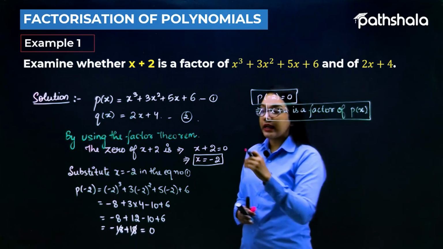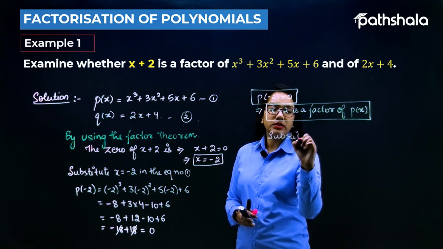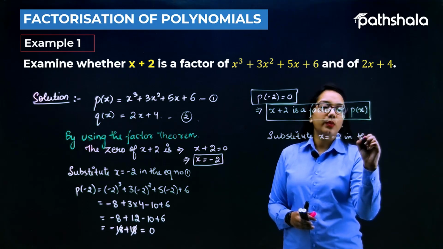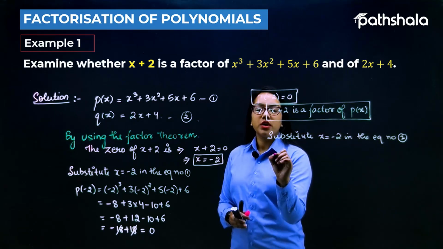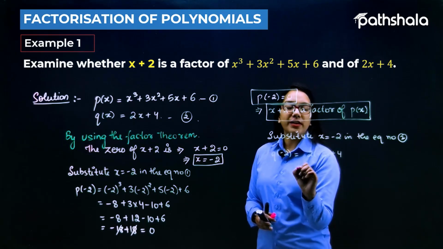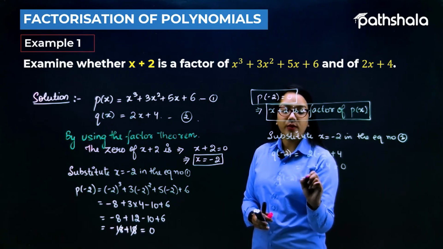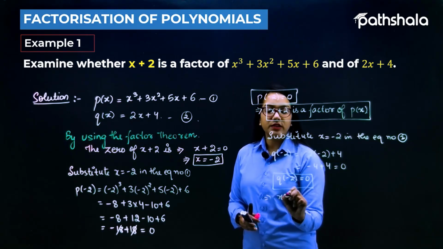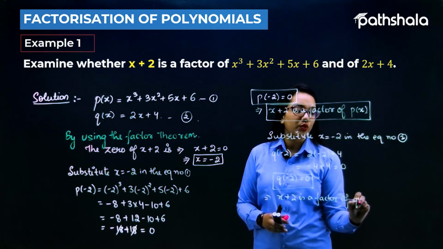Now substitute x is equal to minus 2 in equation number 2, in order to find out whether it is a factor of equation number 2 or not. So q of minus 2 is equal to 2 into minus 2 plus 4. Minus 2 into 2 is minus 4, plus 4, which is equal to 0. So again, what we are getting is that the polynomial is equal to 0. It means that x plus 2 is a factor of the polynomial q of x.